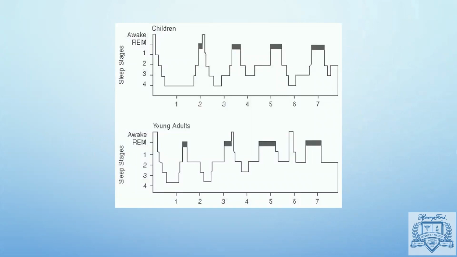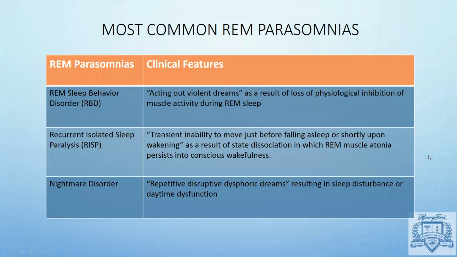So coming back to this histogram, the reason I put this back here is, as I mentioned, REM parasomnias occur more in adults because there's more consolidated REM sleep in these individuals, and there's not a whole lot of N3. So the most common REM parasomnias, as I mentioned, are REM behavioral disorder, where acting out dreams is typically the presenting symptom, and then sleep-related paralysis, inability to wake up or inability to move either from waking up or while going to bed, and nightmare disorder.